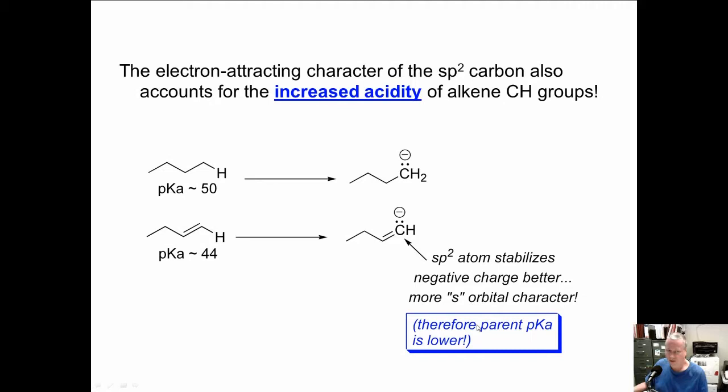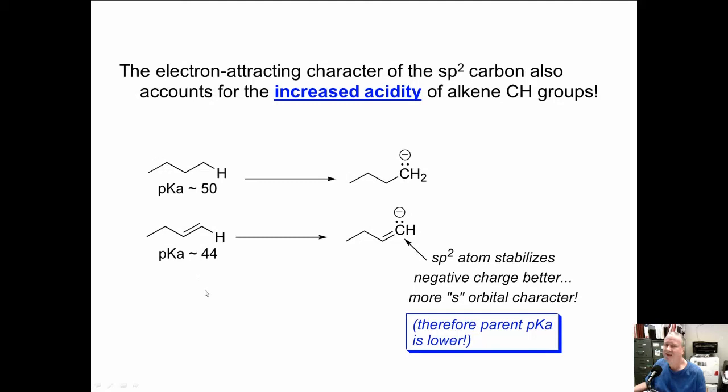What we're going to see in organic 2 is when we think about alkynes. An alkyne is a triple bond, right? It's sp, and it's even going to be more acidic because it's sp. It's more s character. So alkynes, get ready for it. It's actually pKa 20. It's very, very acidic.